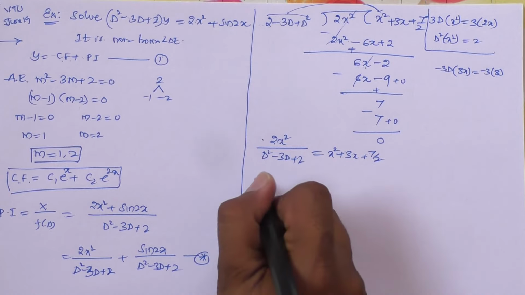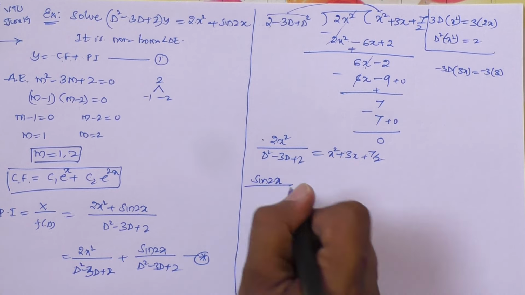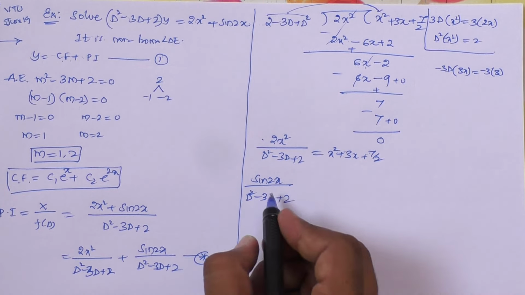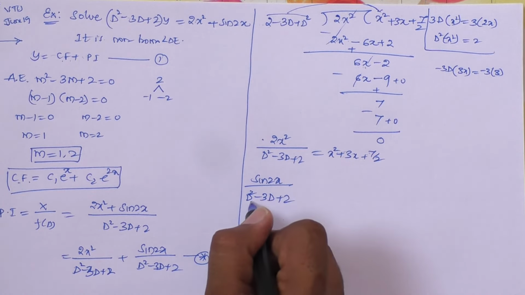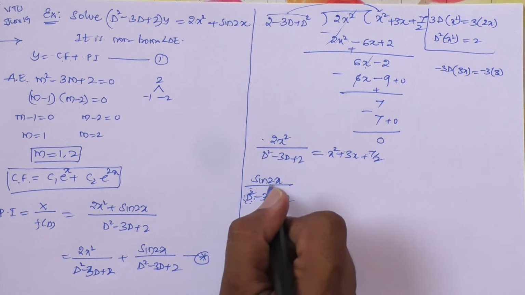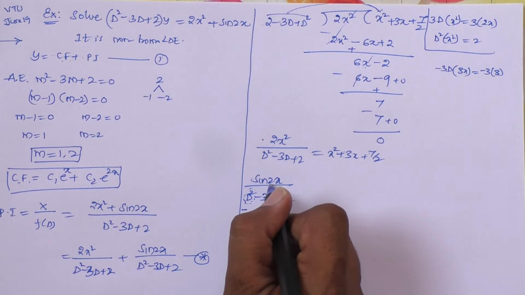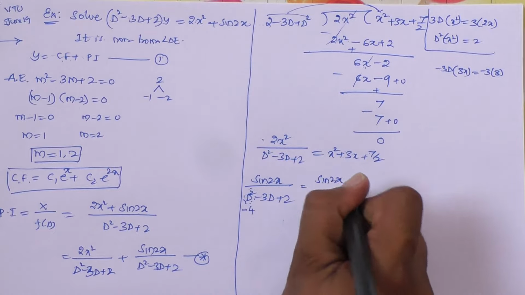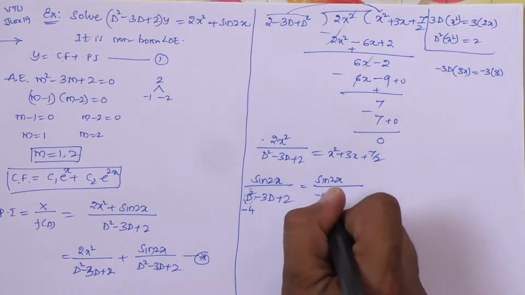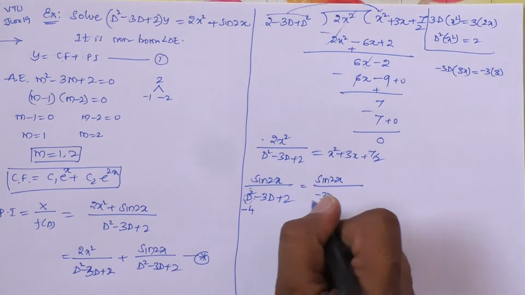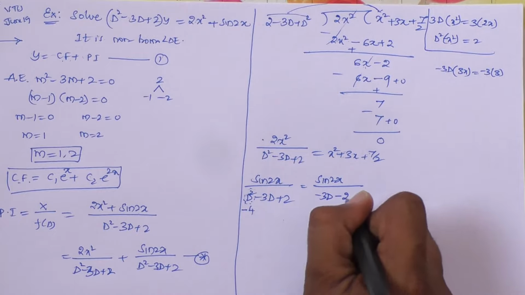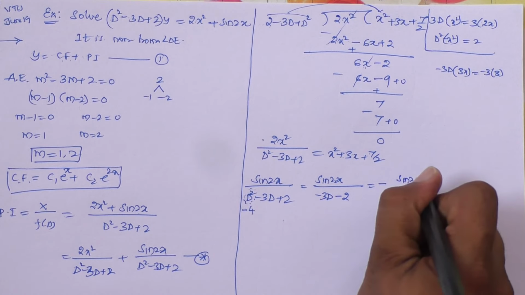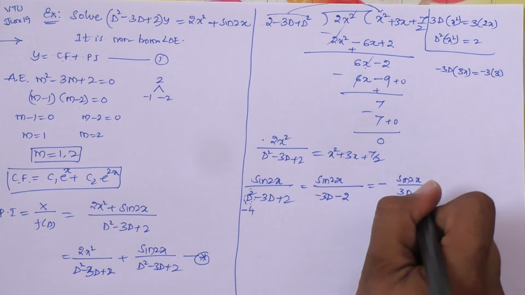Let us go for the second term: sin 2x by D square minus 3D plus 2. Here, whenever D square is there, replace it by minus a square. Minus a square, with a being 2, is minus 4. So we get sin 2x divided by, minus 3D, minus 4 plus 2, which will be minus 2. So minus sign is common here. If you take the minus sign common, we get sin 2x divided by 3D plus 2.